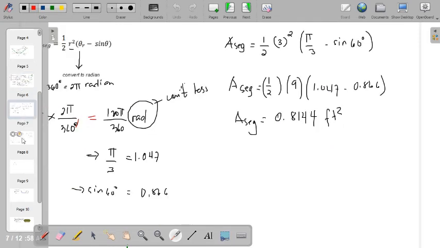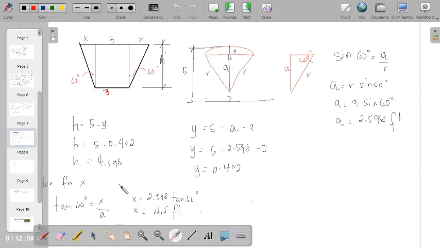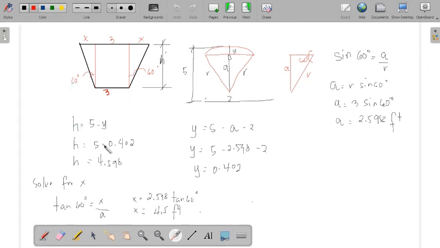And now, we can solve for the h. So, h is equals to 5 minus y, 5 minus 0.402. So, ito yun. So, h is equals to 4.598. Ito na yung height ng trapezoid. So, makuha natin ngayon yung ating area ng trapezoid, no? Pero bago yun, kunin muna natin yung x natin.